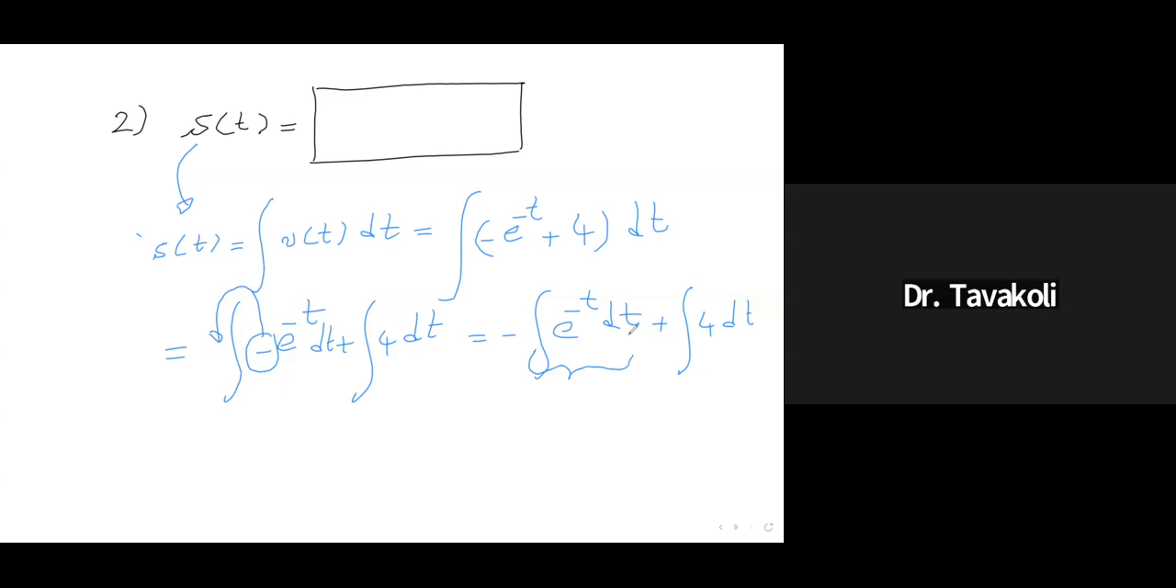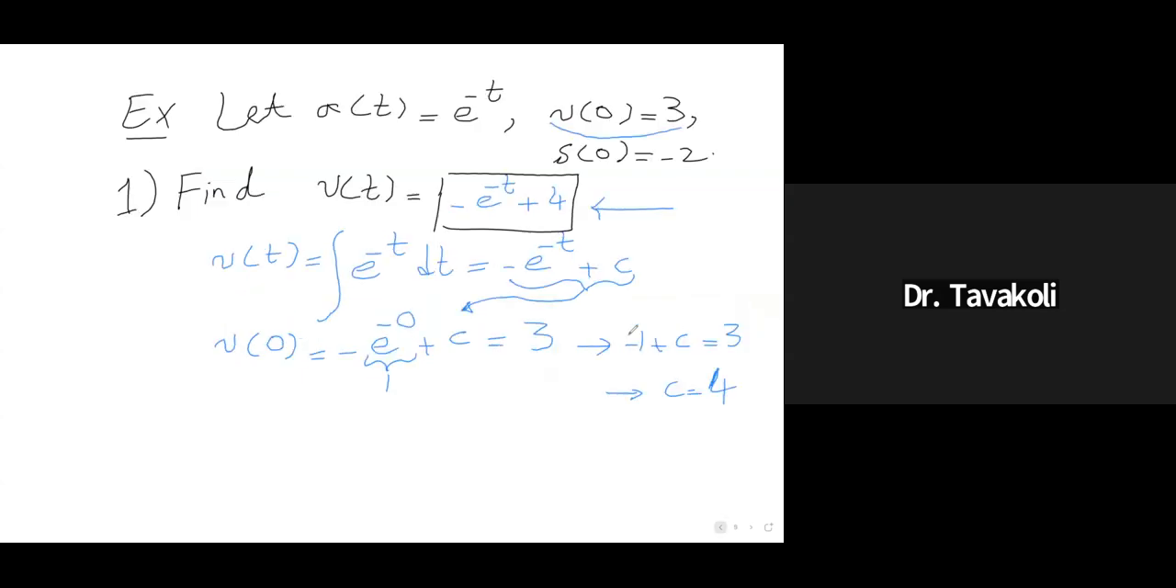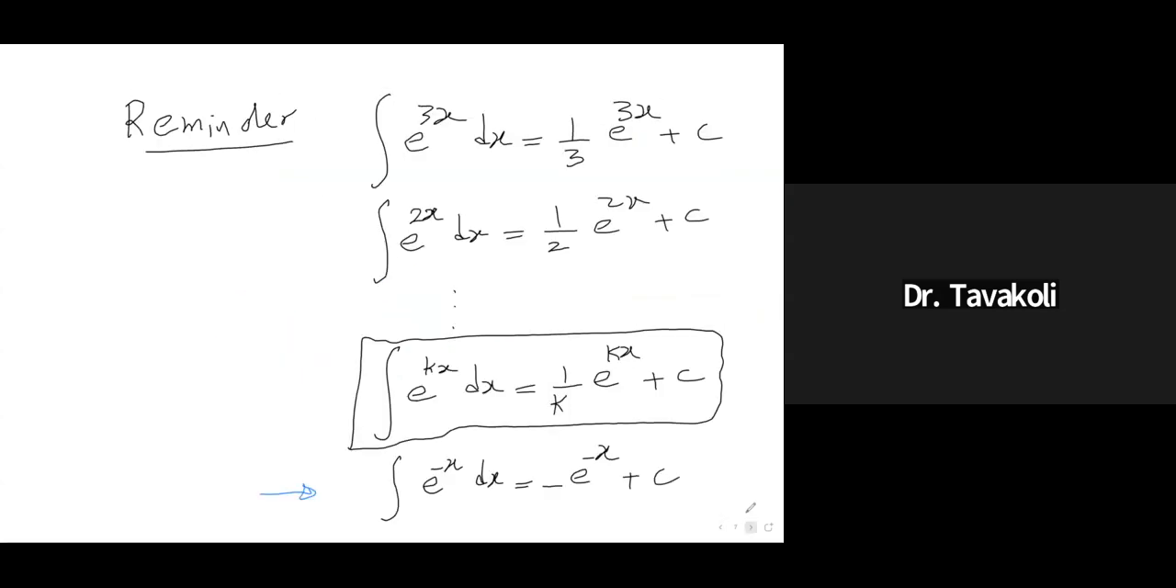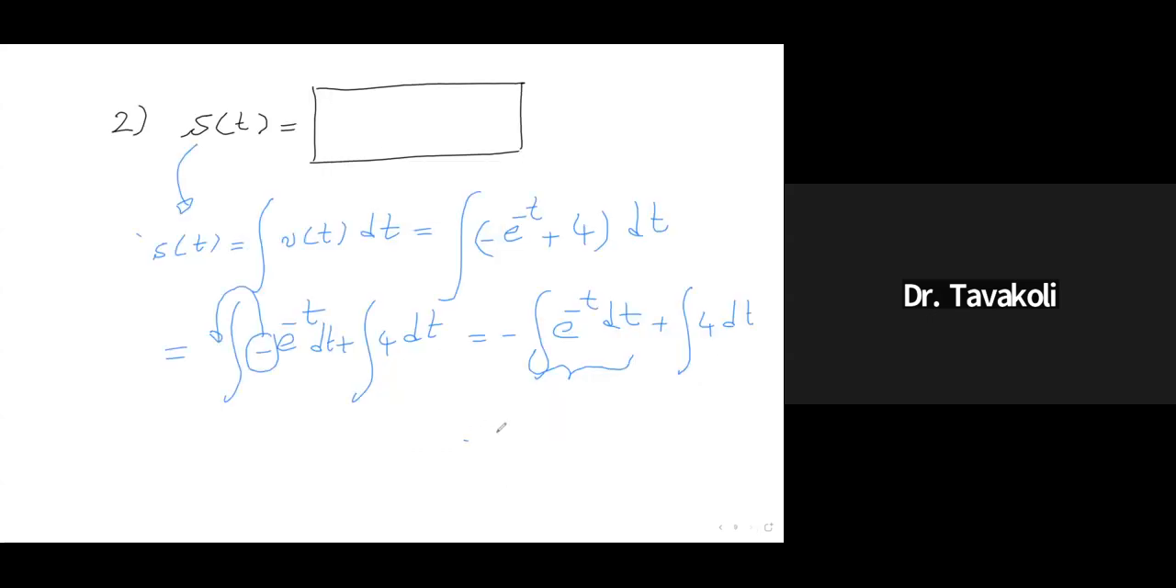So by that reminder that we had here, the integral of e to minus t is minus e to minus t. This double minus makes a plus here. The antiderivative of 4 is 4t, and it's an indefinite integral, so plus c. So far I know that s of t is e to the power of minus t plus 4t plus c.